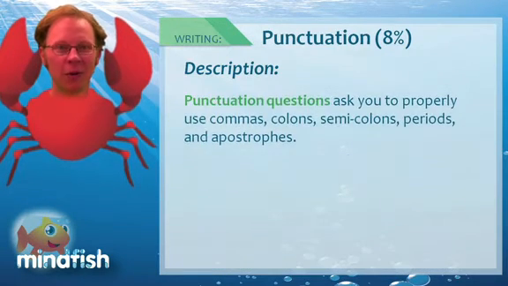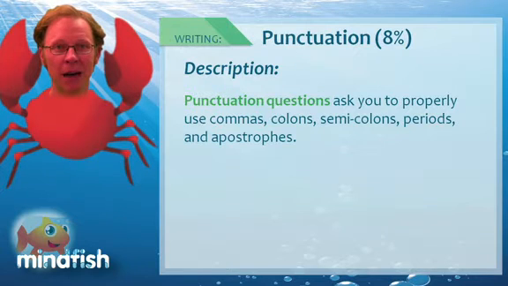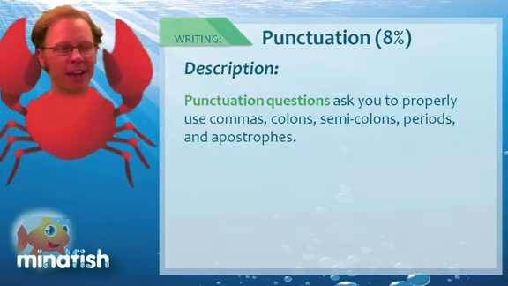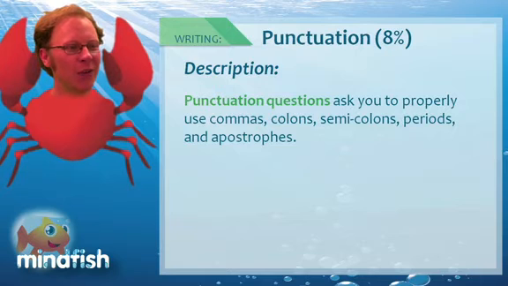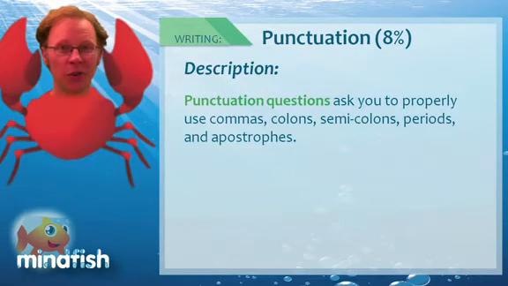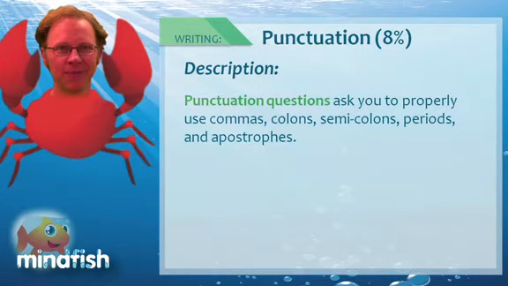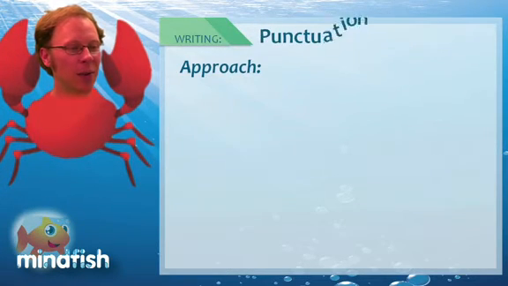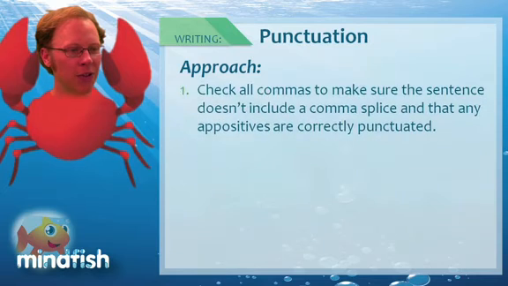There are only 5 marks of punctuation that you really need to be a master of to do well at the writing section. You need to know how to use commas, colons, semicolons, periods, and apostrophes. If you can use those 5 punctuation marks well, you're well on your way to success. So let's have a look at some steps that will help you out in the punctuation section.